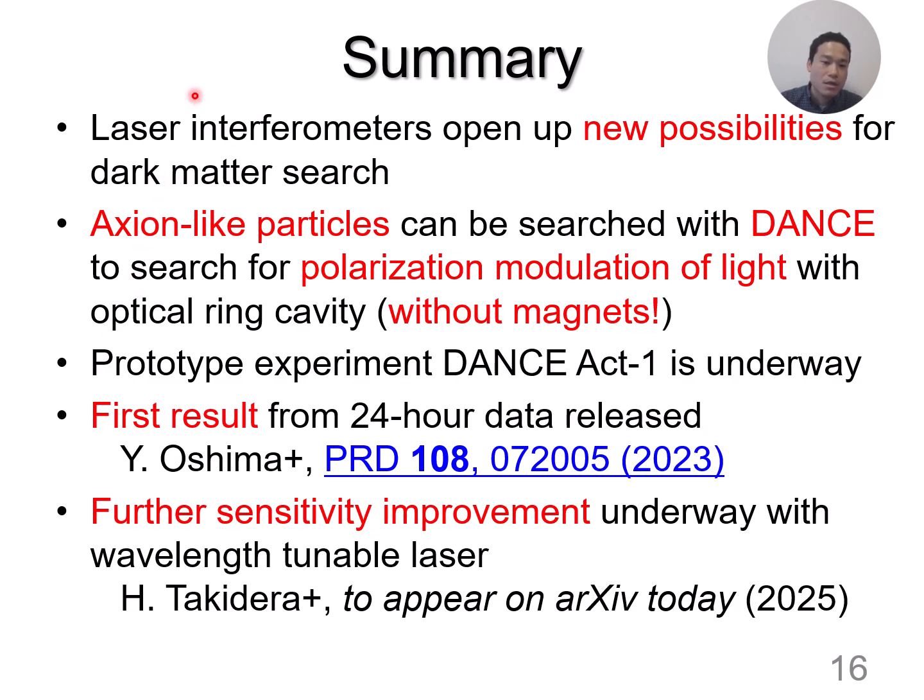So in summary, laser interferometers open up new possibilities for dark matter search, especially ultralight dark matter search. DANCE is an experiment to search for axion-like particles by searching for polarization modulation of light with an optical ring cavity, and this search can be done without magnets. The prototype experiment DANCE Act-1 is underway, and the first result from 24-hour data is released as this paper. Now we are working on further sensitivity improvement using a wavelength tunable laser to tune the birefringence of the cavity.